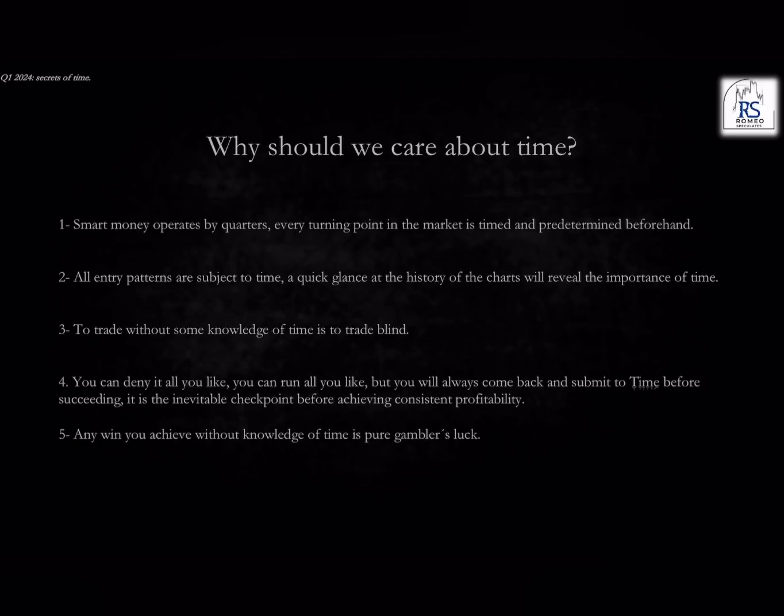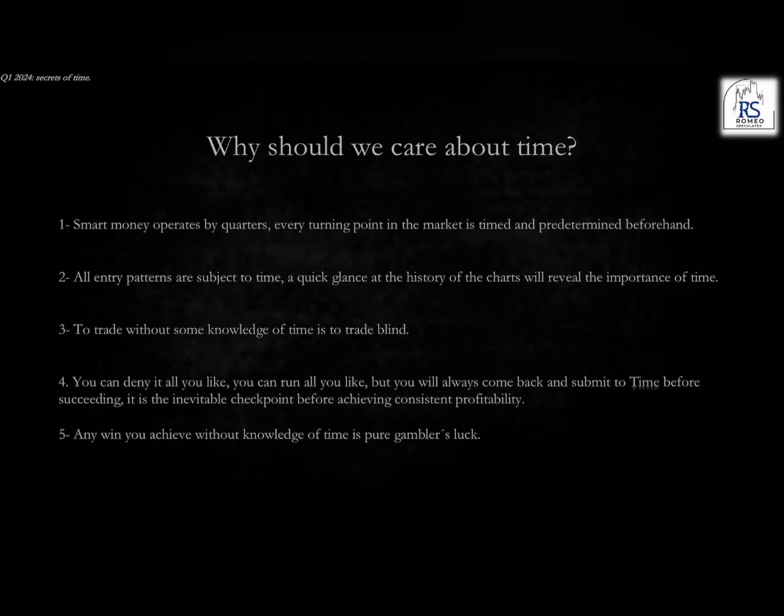You should care about time because it is how smart money operates. At the highest level, the quarterly shifts, right, are a good example of the market makers generating interest in the markets for a specific period of time, going against that sentiment at a specific date, give or take a few days, and maintaining a program, a trend, for a certain period of time, right? Why? Because smart money operates by quarters. Every turning point in the market is timed and predetermined beforehand. Every high and low, every weekly high is predetermined before the weekly candle even opens. Before the daily candle prints, the high and the low are already determined.